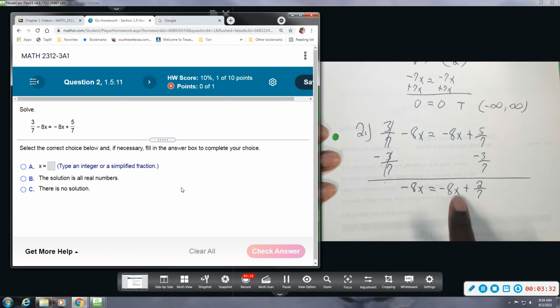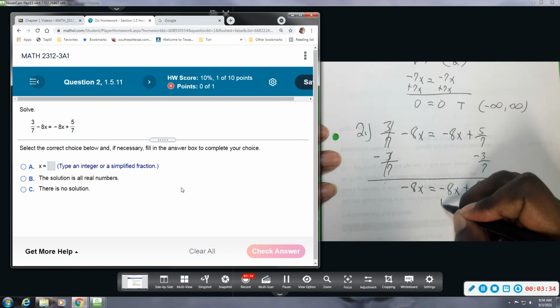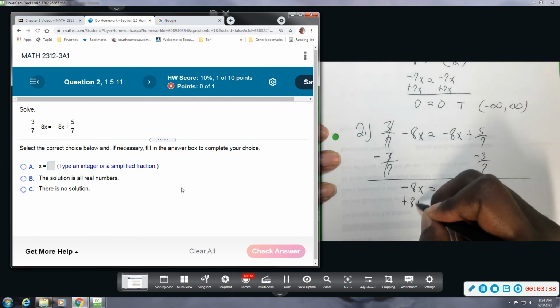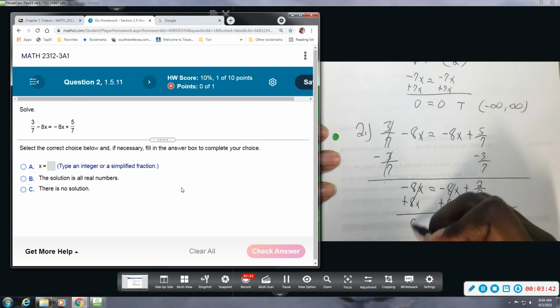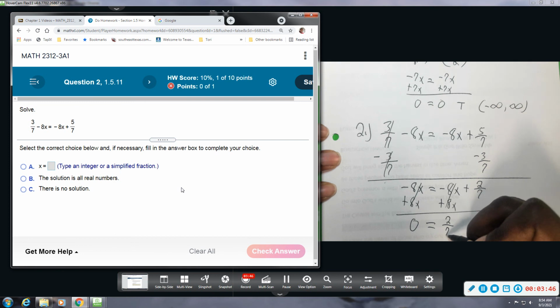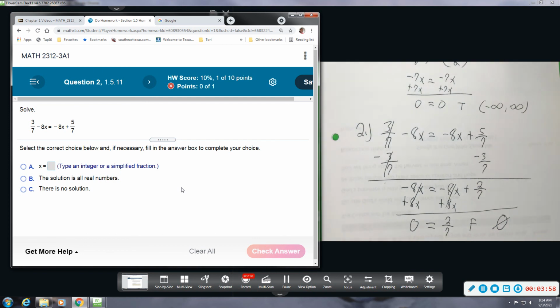Now I'm going to combine my x terms. So I'm going to add 8x to both sides. Adding 8x, well, both will cancel out to be 0. So I have 0 equals 2/7. All right, so my variable canceled out completely again. This, however, is a false statement. This is not true. So that means I will have no solution. That's the symbol for no solution. No matter what value I pick for x, it will not work.